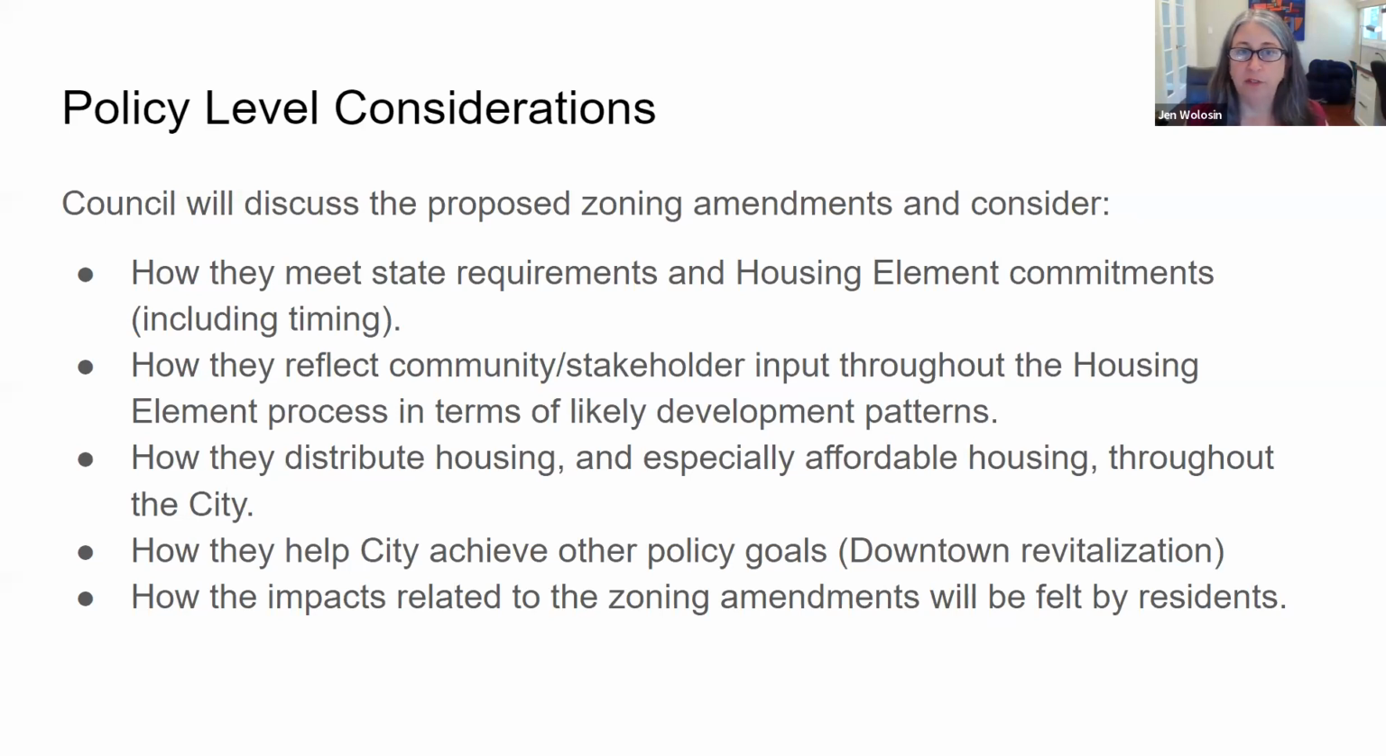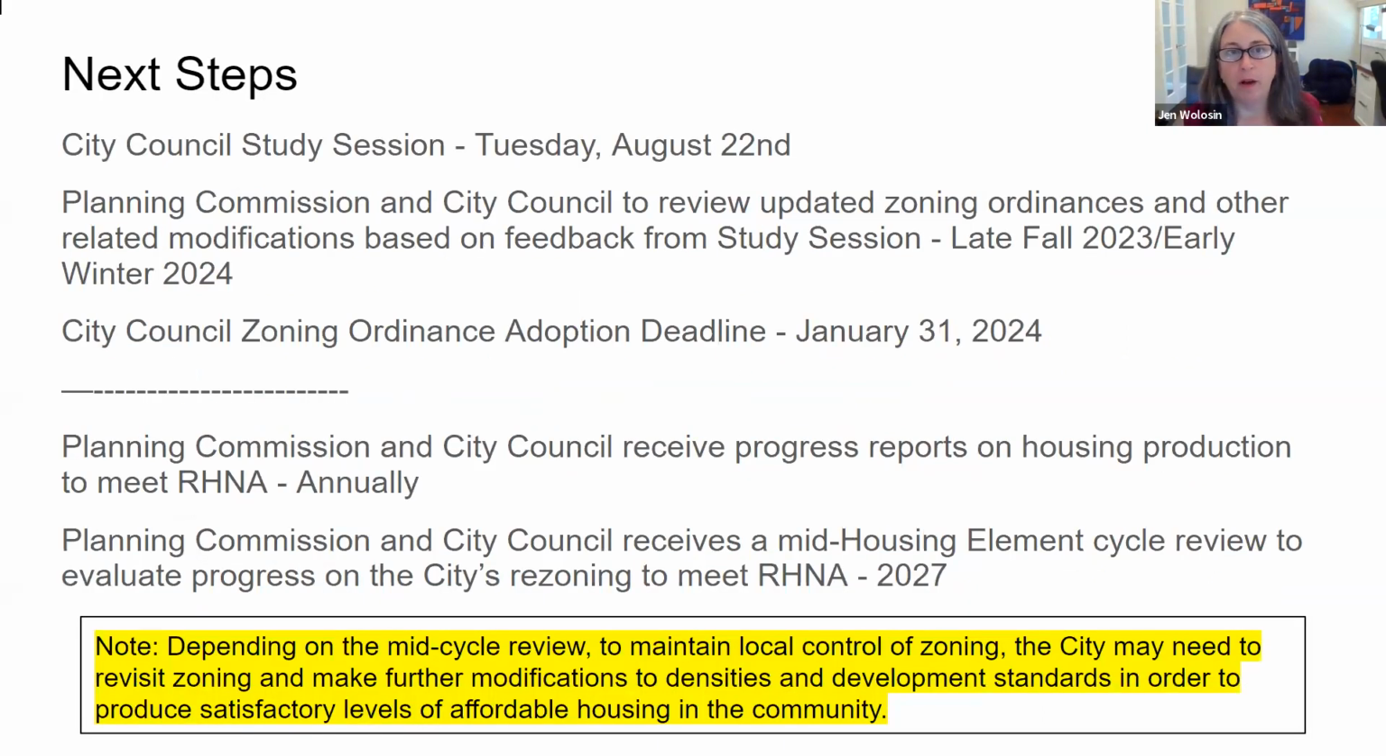How are these changes reflecting the 2 years of community and stakeholder input regarding the housing element, and where and how we're increasing density and intensity of development, especially for affordable housing? How is this distributing the housing, especially the affordable housing, throughout the city? I just brought that up with the apartment districts, where that housing and intensity goes. How does the zoning achieve potentially other policy related goals like revitalizing downtown, and of course how do all these impacts affect residents throughout the city? So wow, a lot going on.